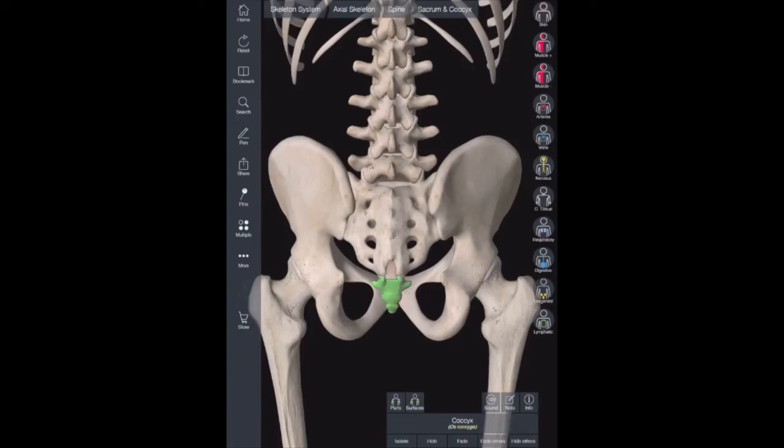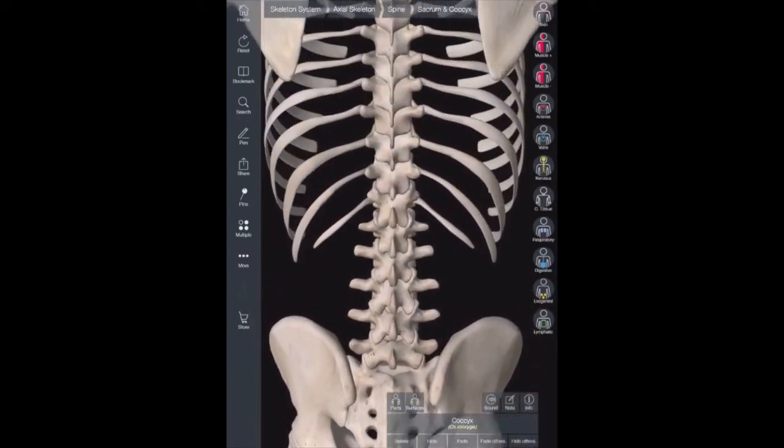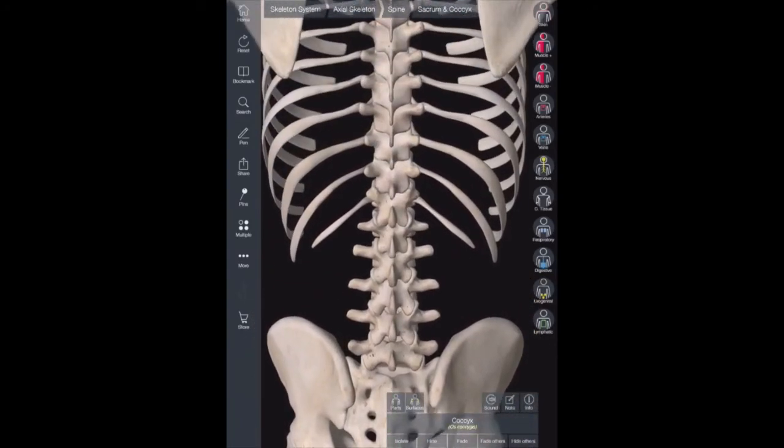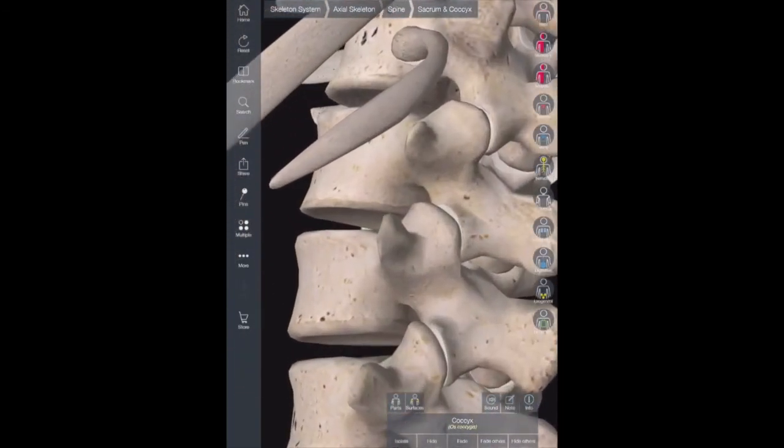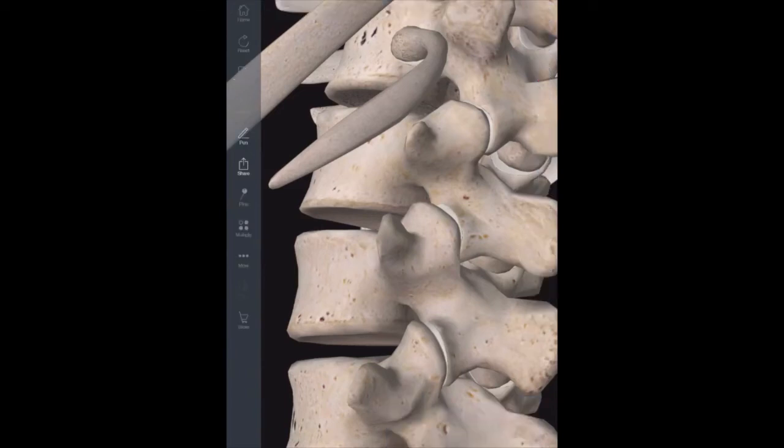Now, before we leave this, there is another feature that we need to talk about, and I'll zoom in here. You'll notice that where two vertebrae come together, there's a small gap. This is the intervertebral foramen and is important because it's the location of the dorsal ganglion. This is where the spinal nerves emerge and the dorsal ganglion is located.